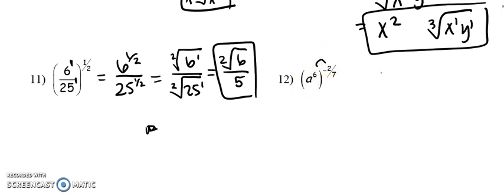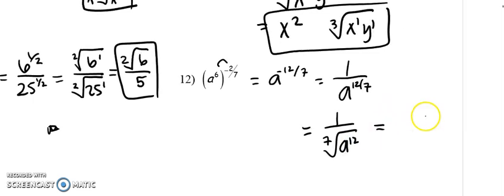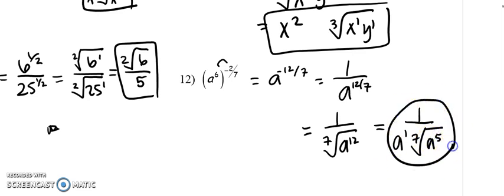On number 12, multiply your exponents. So a to the negative 12 over 7. We have a negative exponent, and we know we have to move that to the bottom and make it positive. And then from there, you switch that to a root. And then from there, 7 goes into 12 one time with how many left over? 5. And that's your answer.